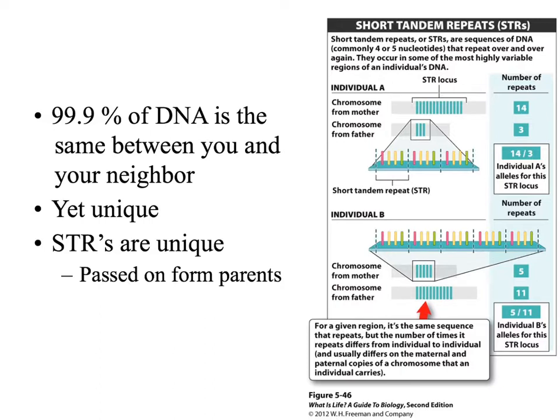These regions have different alleles, and the allele is how long the short tandem repeats are. You get two alleles, one passed down from mom, one passed down from dad. So your combination of alleles will be unique or different from other people around you.